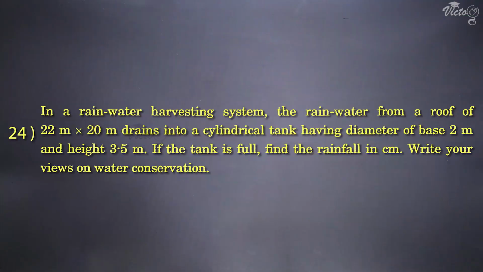In a rainwater harvesting system, the rainwater from a roof of 22 meter by 20 meter drains into a cylindrical tank having diameter of base 2 meter and height 3.5 meter. If the tank is full, find the rainfall in centimeter. In the question, there is a rainwater harvesting system and its length and breadth are given. It's in the form of a cuboid.